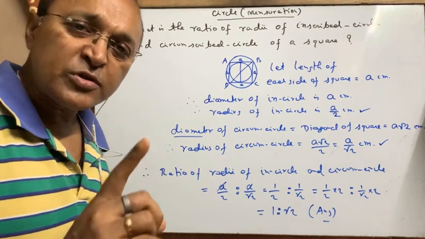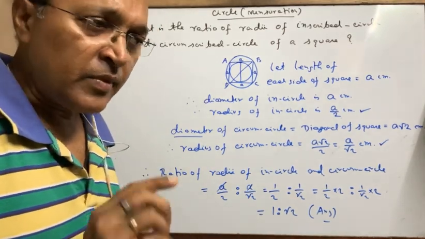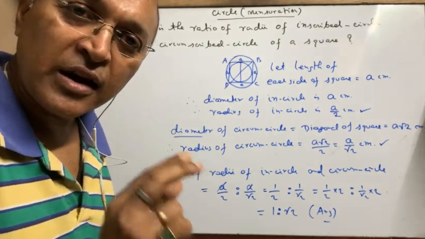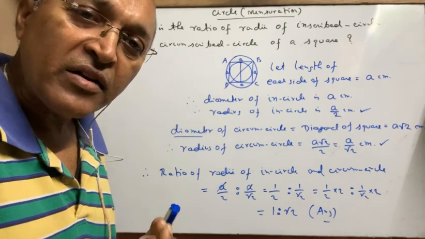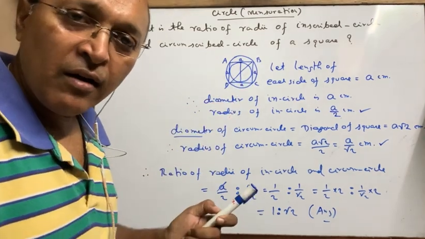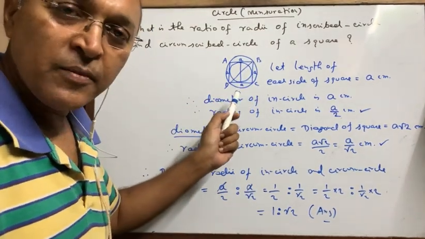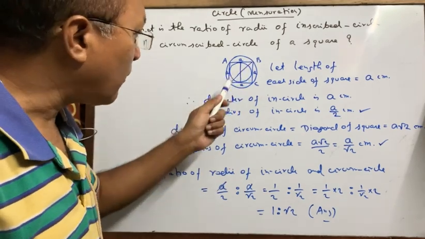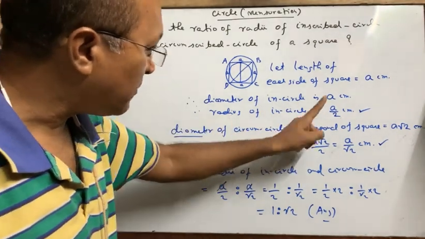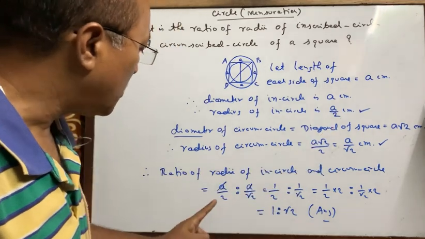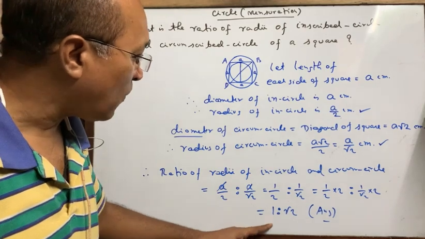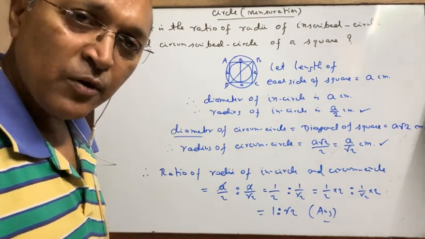Okay. So, the most important thing here is finding out which one is the incircle and which one is the circumcircle of the square. Then what relation the diameter of the incircle has with each side of the square, or the diameter of the circumcircle has with the diagonal of the square. From that we got the radius of the incircle a by 2 and the radius of the circumcircle a by root 2, and then just by doing calculations we got the ratio of radii becomes 1 is to root 2. Okay. I am coming back with another problem.